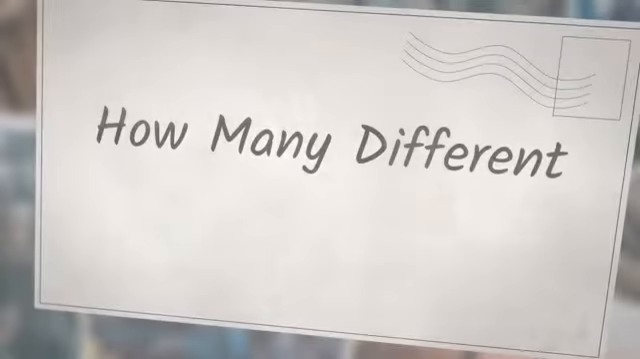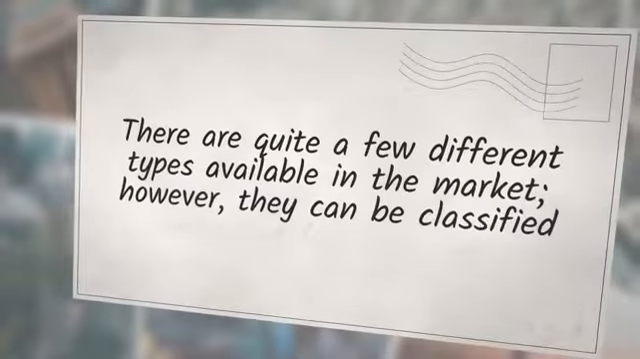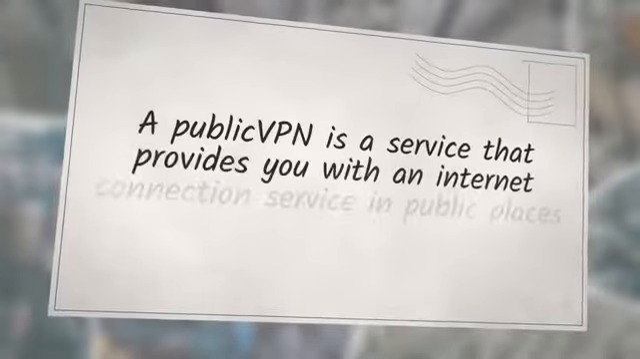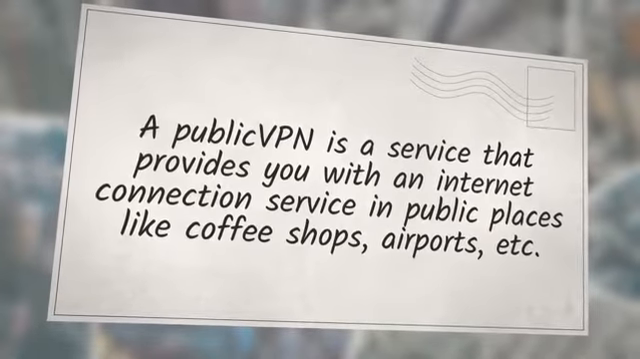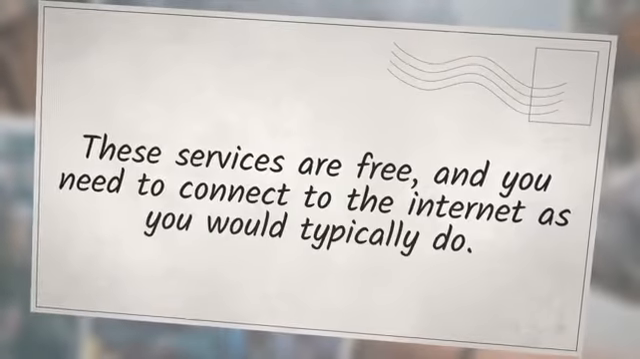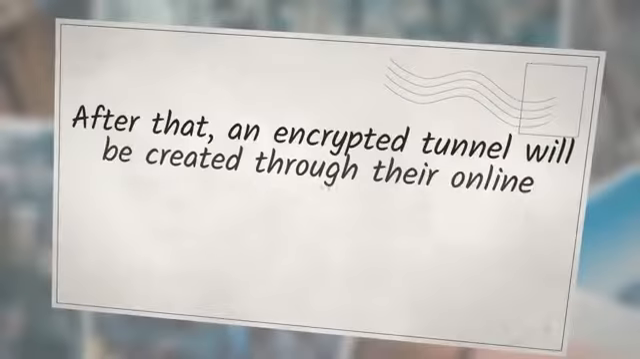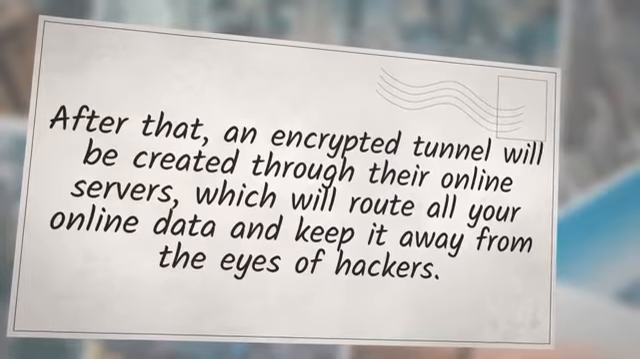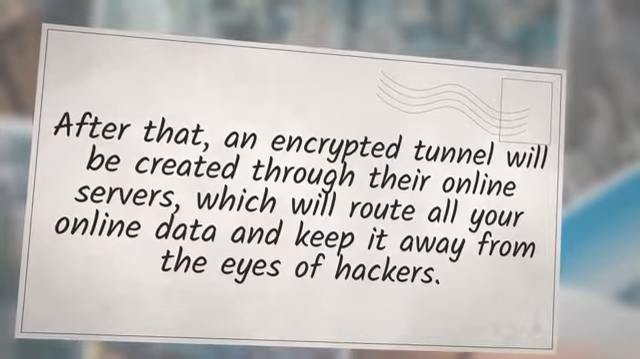How many different types of VPNs are available? There are quite a few different types available in the market, however, they can be classified under the following 2. A public VPN is a service that provides you with an internet connection in public places like coffee shops, airports, etc. These services are free, and you connect to the internet as you would typically do. After that, an encrypted tunnel will be created through their online servers, which will route all your online data and keep it away from the eyes of hackers.